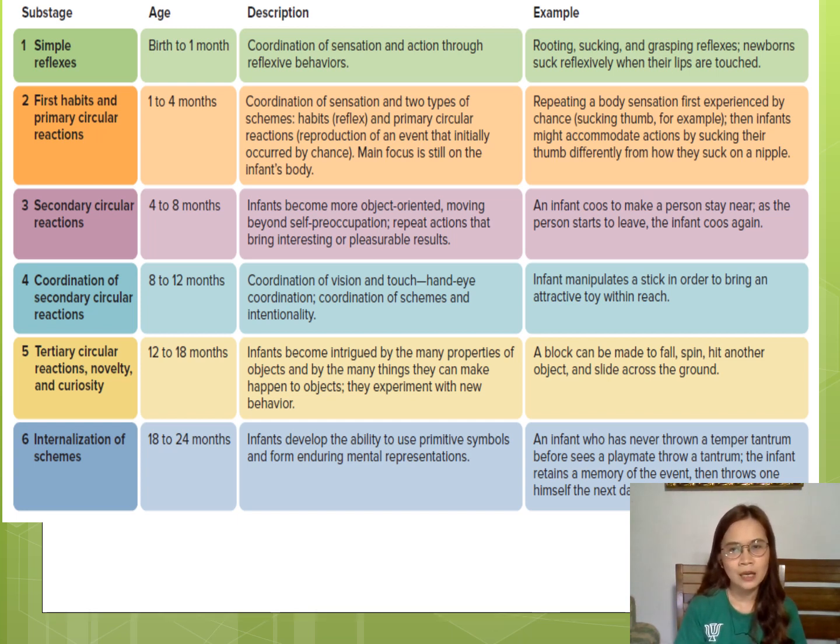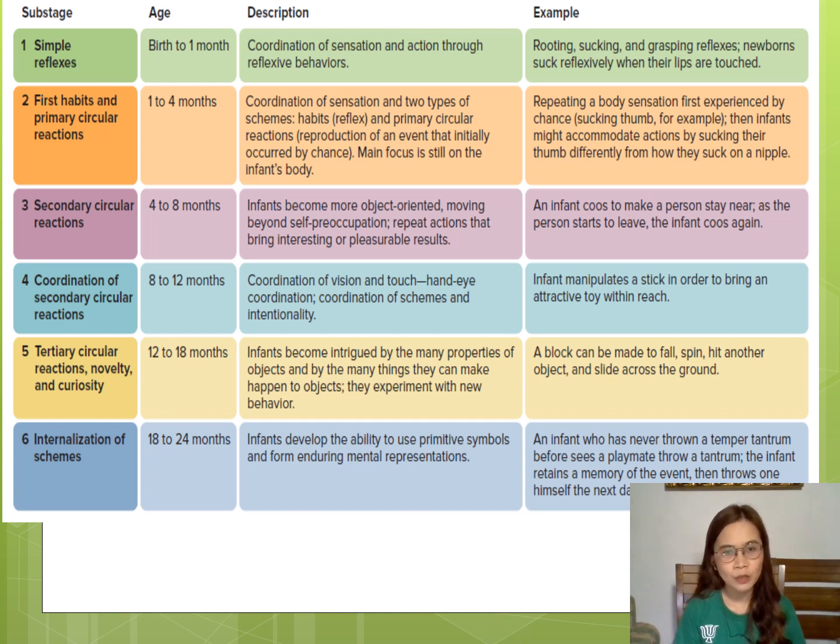So, every time na parang napansin niya na kapag nagkukuwing siya, nagstay yung person na yun sa tabi niya. And then, pag hindi siya nagkukuwing, lumalayo. So, parang na-learn niya yon, naintindihan niya yon na every time na magkukuwing siya, ay magstay yung person na yun sa tabi niya. So, uulit-ulitin niya yung cooing. Yan. Uulit-ulitin niya. Dahil, ang gusto niya mangyari ay magstay yung person na yun sa tabi niya.